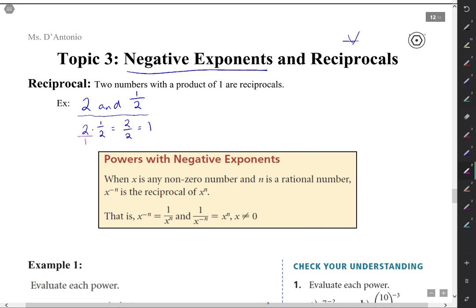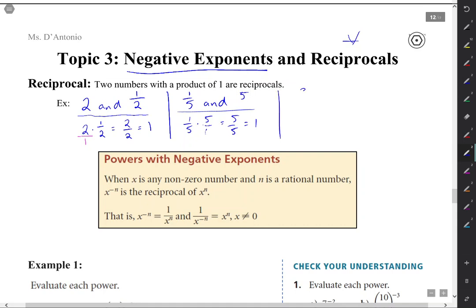So here I'll give you another example. If I gave you 1 over 5, the reciprocal of that, we would flip it, so it would be 5 over 1, or just 5 would be the reciprocal. So then if we multiplied those two together, 1 over 5 times 5, and then it has the invisible over 1, we would get 5 over 5, which is equal to 1. So those two are reciprocals.